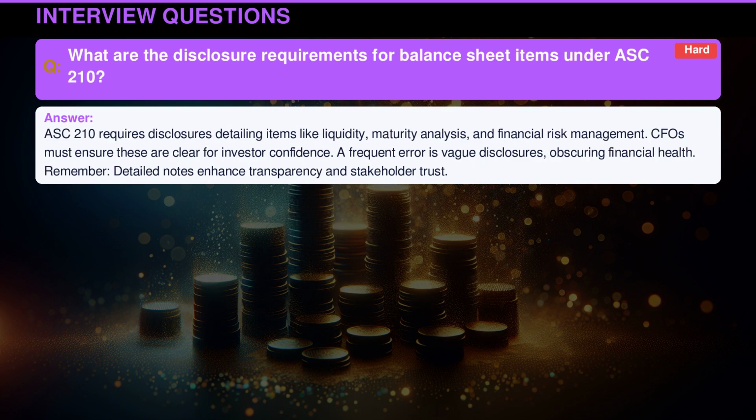ASC 210 requires disclosures detailing items like liquidity, maturity analysis, and financial risk management. CFOs must ensure these are clear for investor confidence. A frequent error is vague disclosures, obscuring financial health. Remember, detailed notes enhance transparency and stakeholder trust.